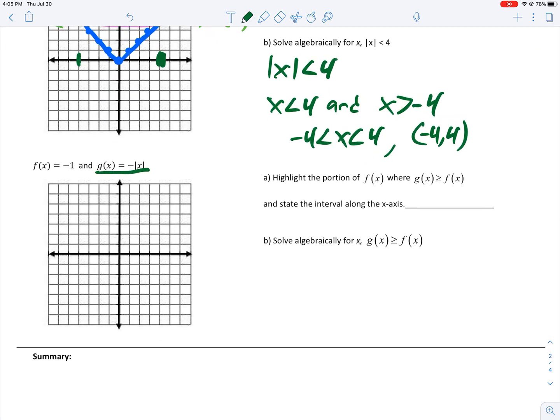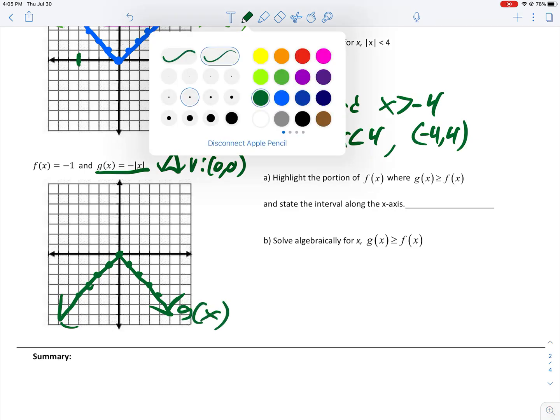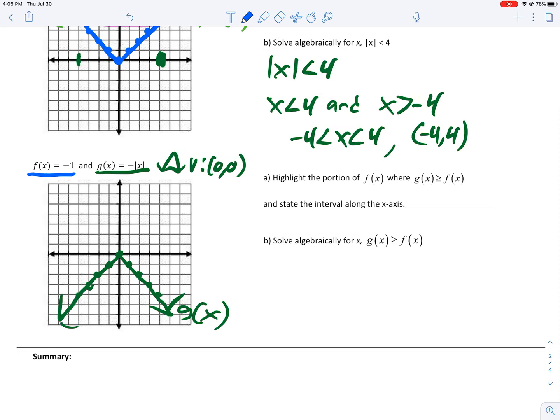Okay, example 4, second one here. So g of x, you do that one first. It's a negative absolute value. So the vertex is still 0, 0, but it opens down now. All right, slope is still 1. Okay, so this is g of x. And then we're going to do f of x is a horizontal line, right? Slope is 0 and negative 1. So that's f of x. So we're going to highlight, we'll come back to that.